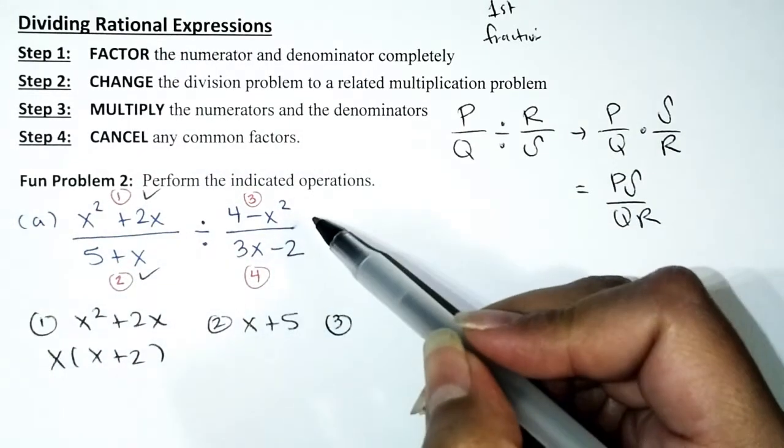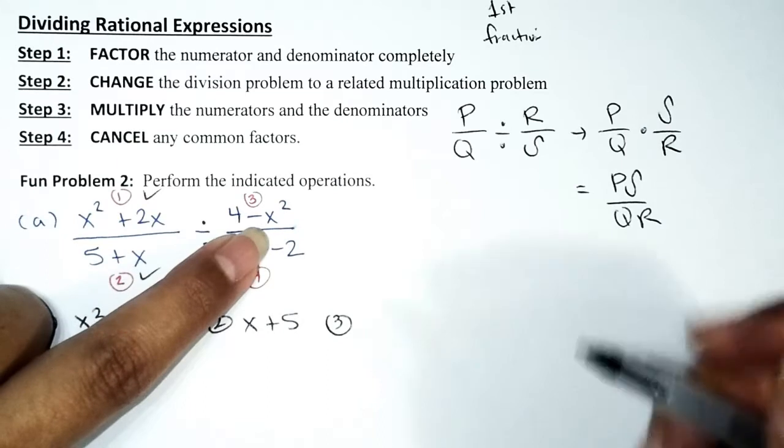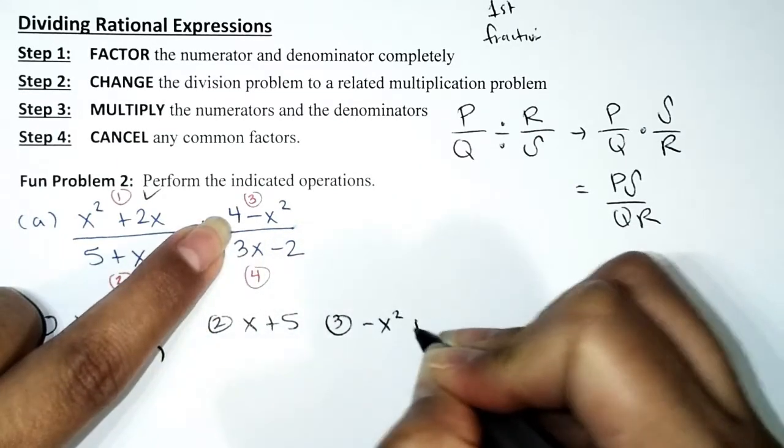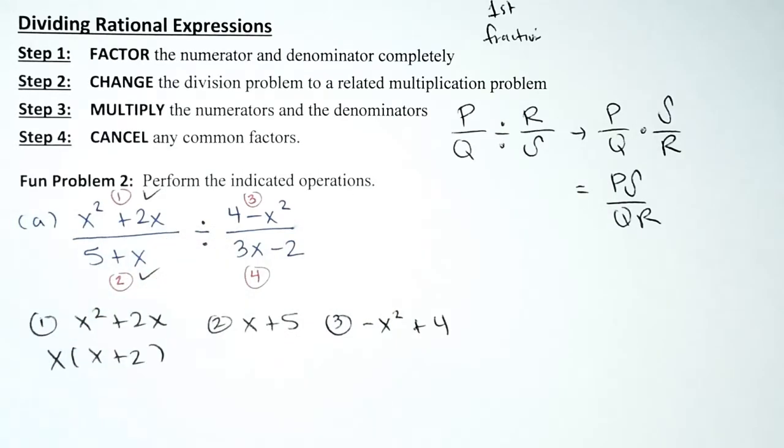4 minus x squared is for the same reason. Let's go ahead and put that in descending order. So x squared is negative, so we're going to put minus x squared. 4 is positive. Now, we got a binomial. There's no minus in the middle, okay? So I can't go straight to difference of squares.